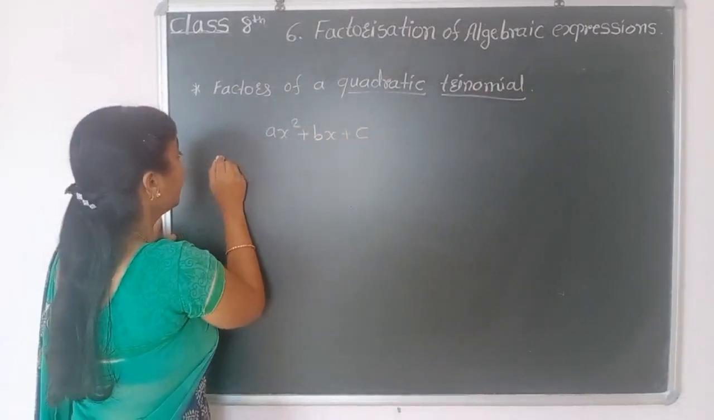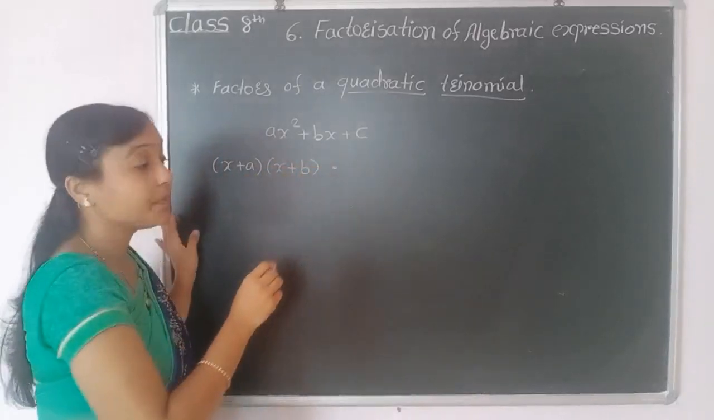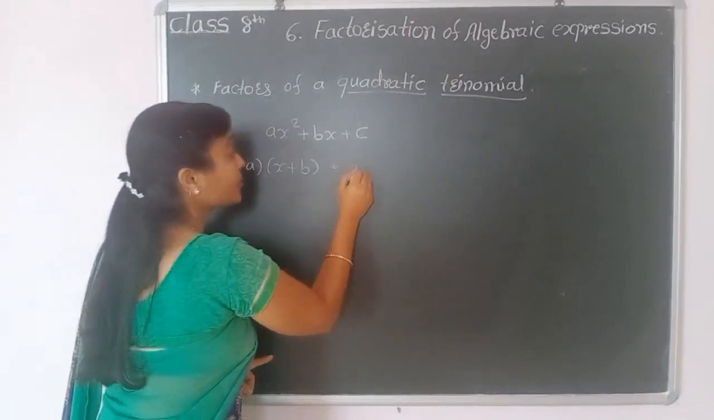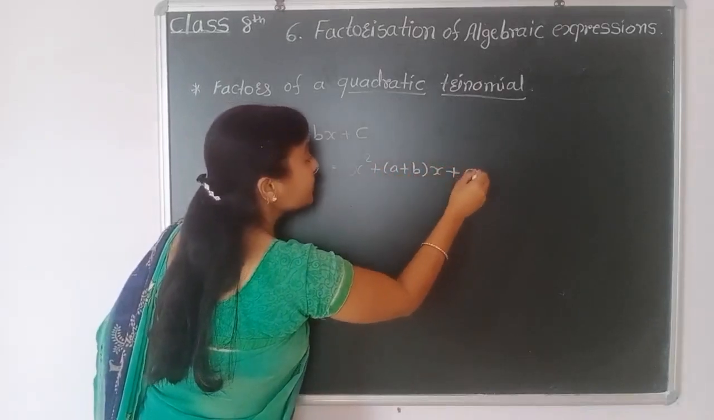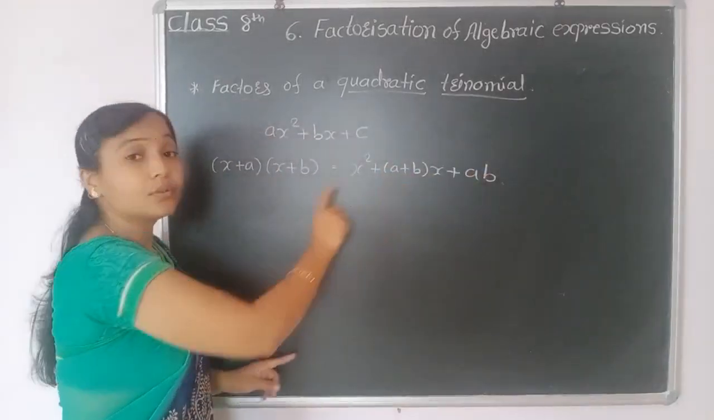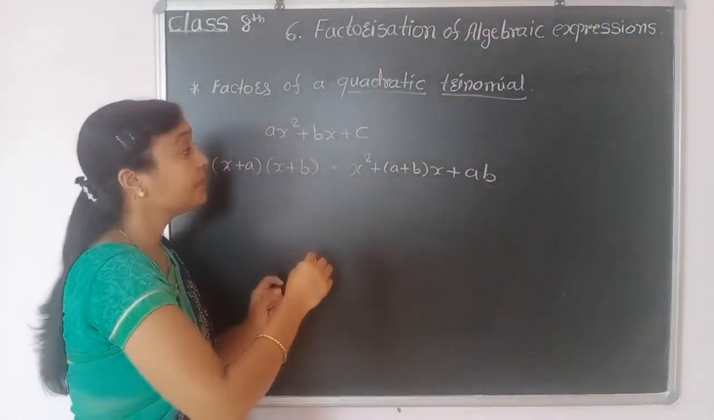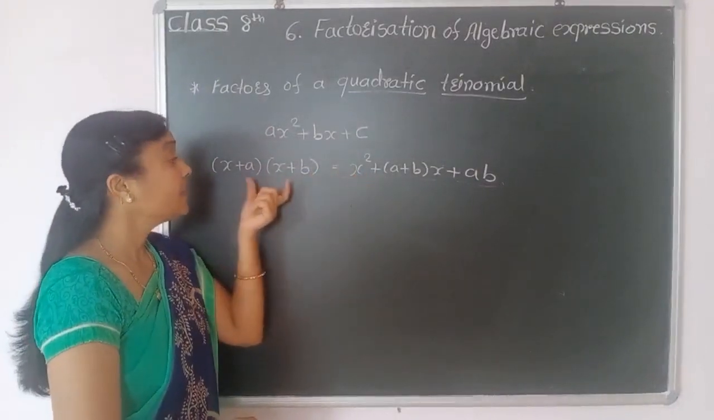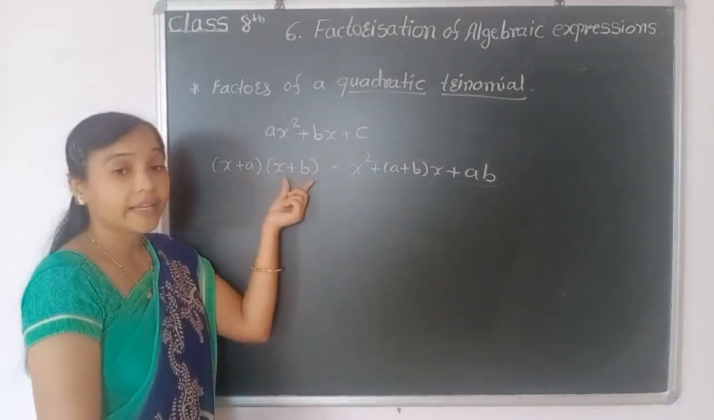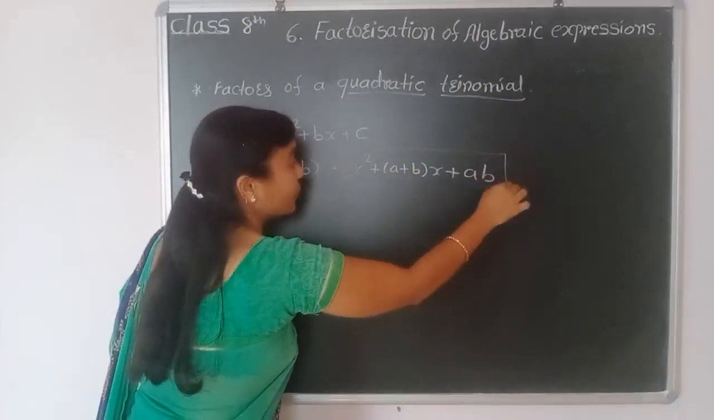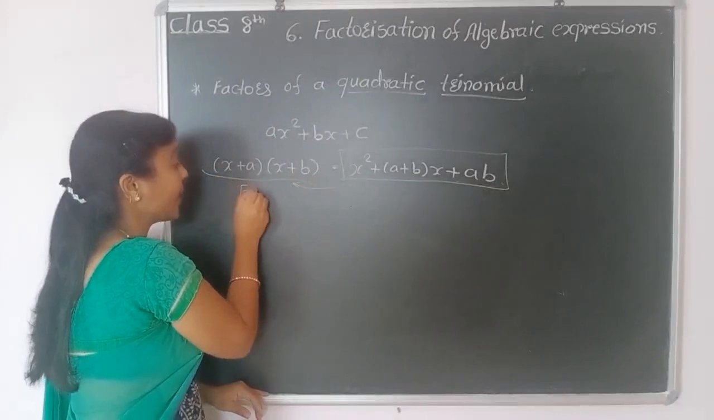We know that x plus a and x plus b. We already saw in the previous video this formula, x square plus (a plus b)x plus ab. This is also a form of quadratic trinomial. This is the first term, this is the second term and this is the third term. So we say that the factors of the quadratic trinomial are x plus a and x plus b. Means this is the quadratic trinomial and these are the factors of this expression.